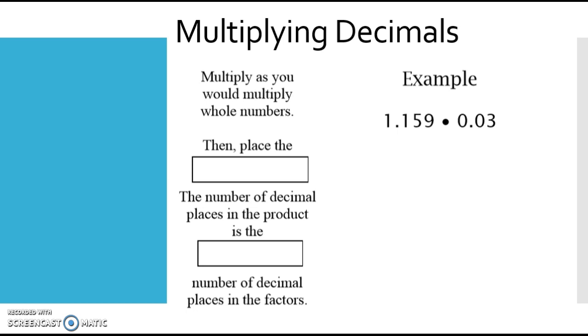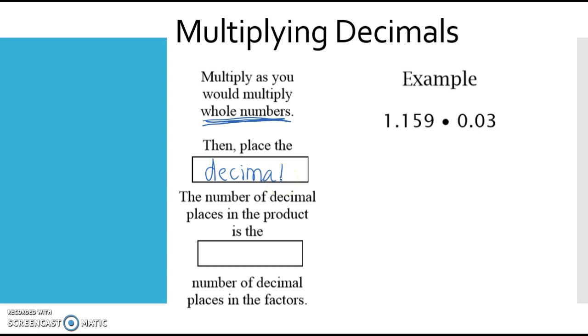So first, we're going to go ahead and start with filling out our notes. So here it says multiply as you would multiply whole numbers. So we're going to act like those decimals don't exist when we're multiplying originally. And then at the end, we're going to use those decimals to determine where we put our decimal in our final answer. So our next step after we multiply as we would multiply whole numbers, it says place the decimal. So we decide where that decimal goes once we've multiplied.